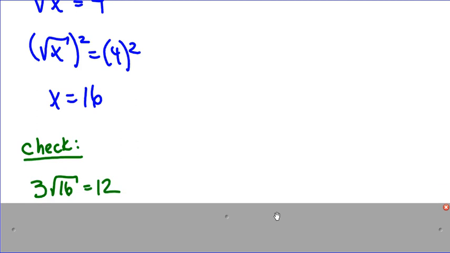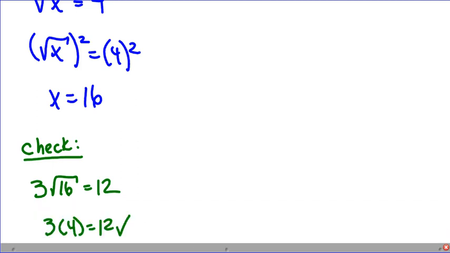So we've got 3 times the square root of 16 equals 12. Well, we know 16 is a perfect square, so that's a value of 4. 3 times 4 is 12. We've got the correct value for x to make that equation true. X is equal to 16.